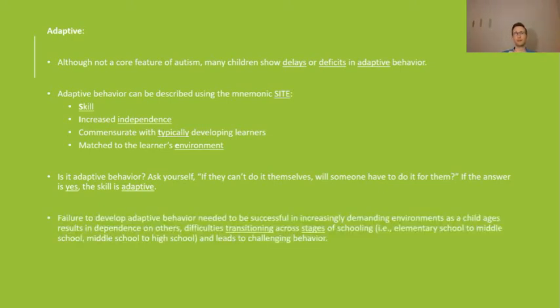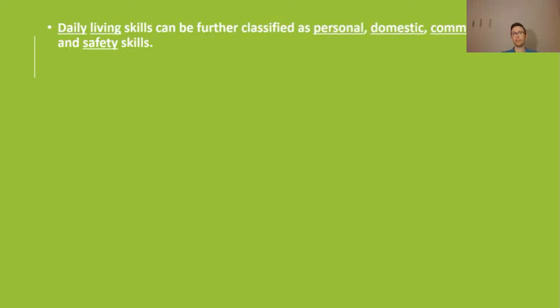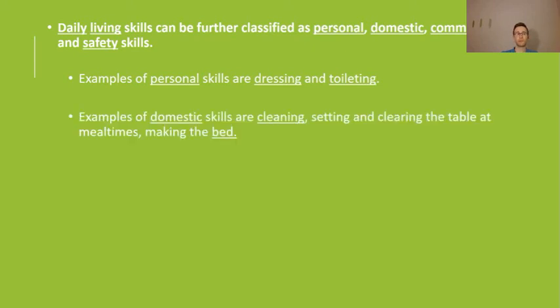Failure to develop adaptive behavior needed to be successful in increasingly demanding environments as a child ages results in dependence on others, difficulties transitioning across stages of schooling, and leads to challenging behavior. Now, children must be taught age-appropriate adaptive behavior to enable them to complete daily living skills independently. And you can classify daily living skills as personal, domestic, community, and safety skills. Examples of personal skills are dressing and toileting. Examples of domestic skills are cleaning, setting and clearing the table at mealtimes, making the bed, sweeping, vacuuming.